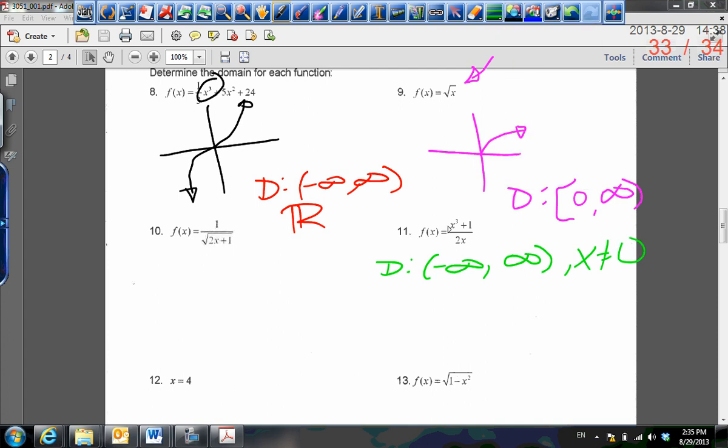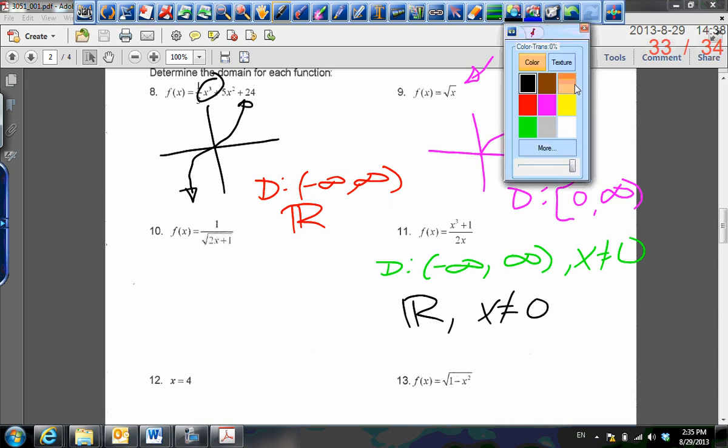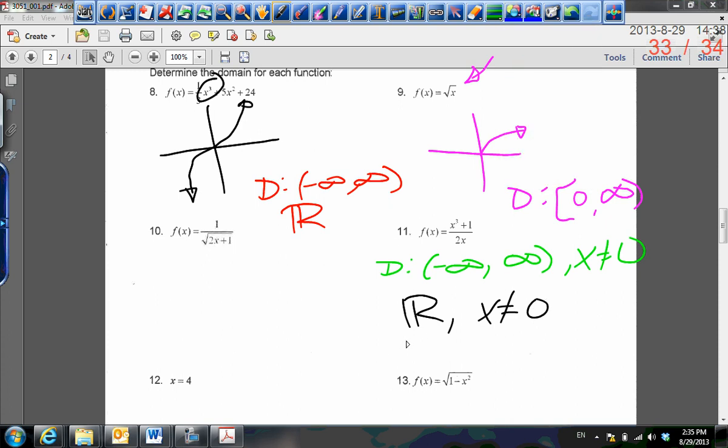Who's got another way? Isn't it parentheses? All real numbers, except x can't be 0. Got another one. Isn't it where you do negative infinity, comma, 0, parentheses, U, parentheses, 0, infinity? Well done. Those are the three that I can think of. That's all saying the same thing.